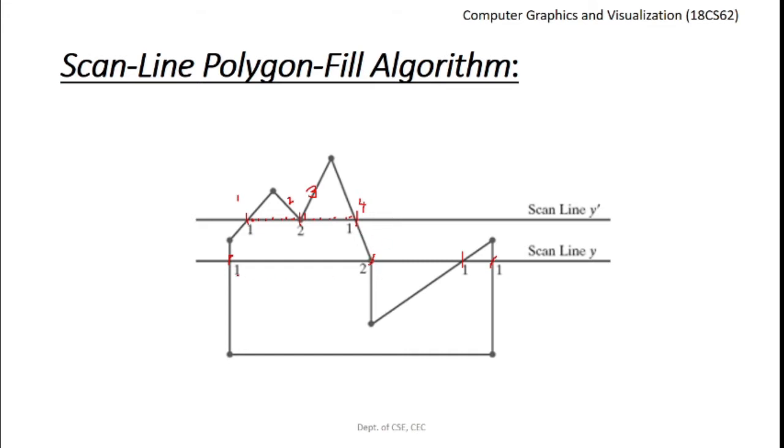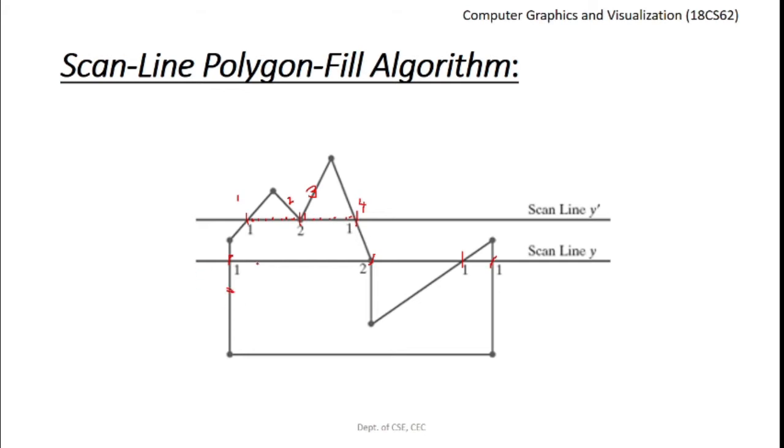Now, if you consider both the edges, so this will be first edge intersection, second, third, fourth, and fifth. The total number of edge intersections will be 5 here, right? So first edge intersection, if you consider both these edges, the total intersection will be 5, which is an odd number, right?